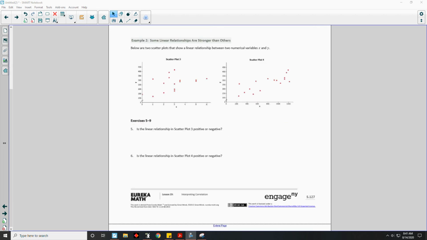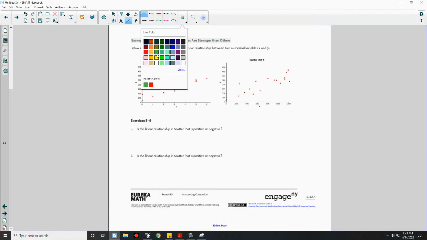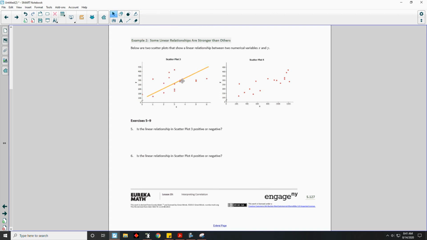Okay, example 2. Some linear relationships are stronger than others. Below are two scatter plots that show linear relationships between numerical variables x and y. Is the linear relationship in scatter plot 3 positive or negative? In other words, if I were to take a line and draw it in, where would that end up? Would it be here? Would it be here? Would it be down here like this? Does that fit well? There tends to be a lot of distance between the points and the line.